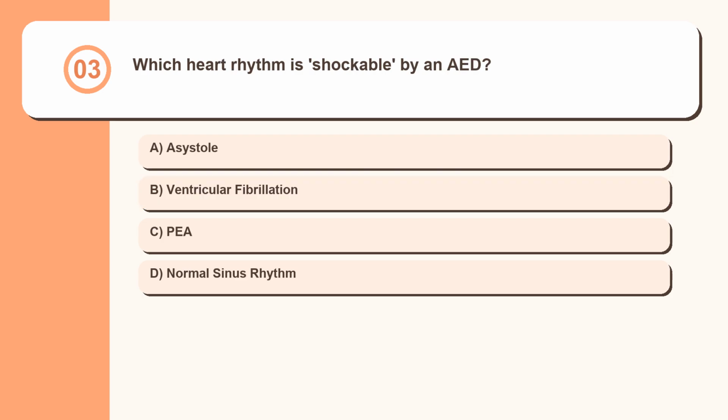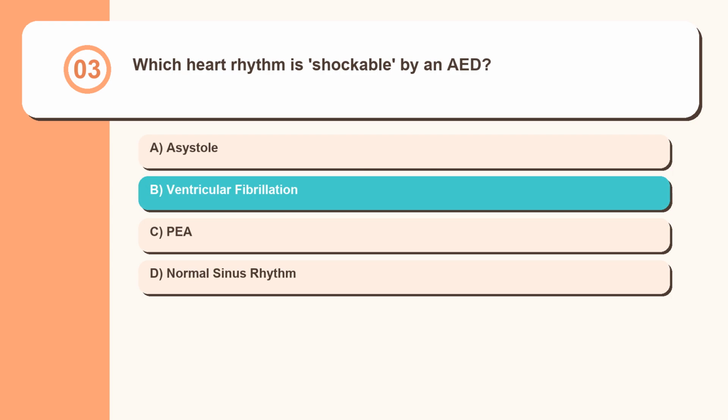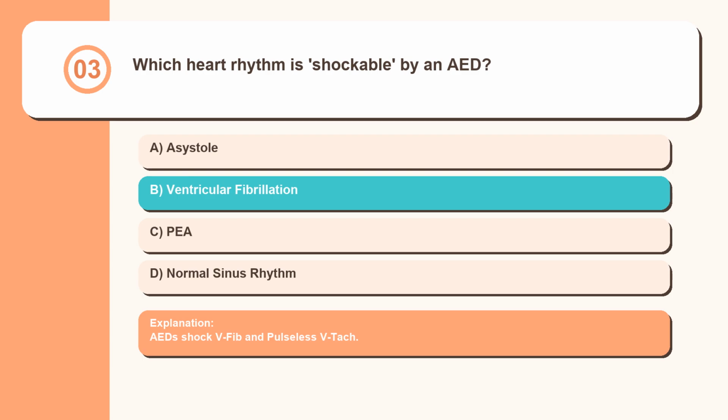Question 3. Which heart rhythm is shockable by an AED? Asystole, ventricular fibrillation, PEA, normal sinus rhythm. AEDs shock VFib and pulseless VTach.